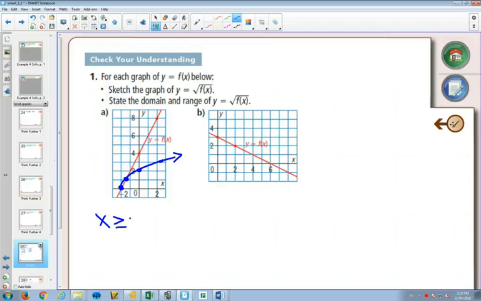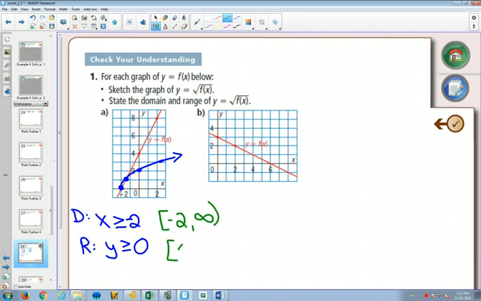X is bigger than or equal to -2 is our domain. And our range is y is bigger than or equal to 0. If you wanted to write this in the other notation, -2 to infinity and 0 to infinity.